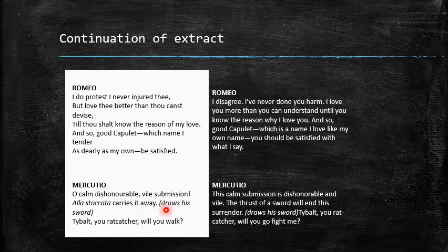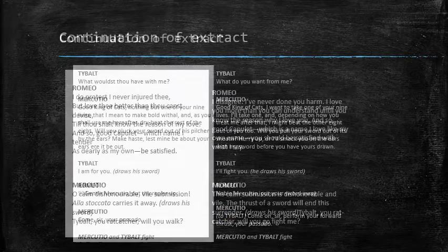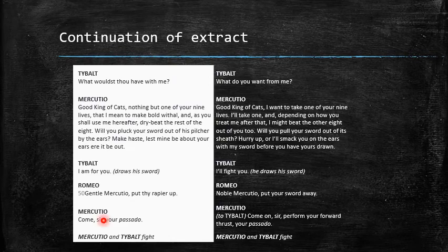It was Mercutio who draws his sword. Tybalt, you rat catcher, will you walk? Tybalt, you rat catcher, will you fight me? So now we've got Mercutio challenging Tybalt to a duel. Let's continue with the extract.